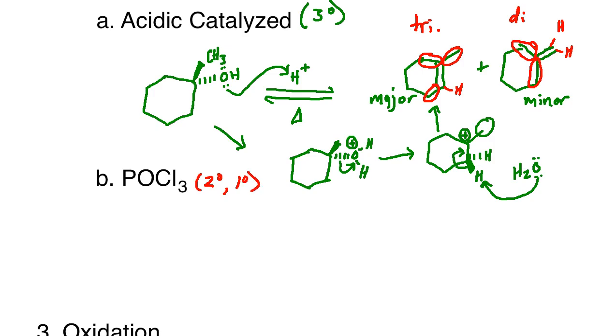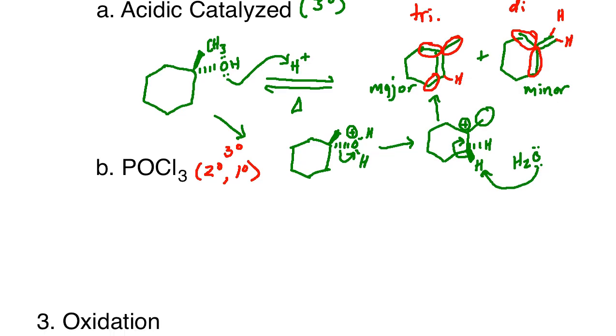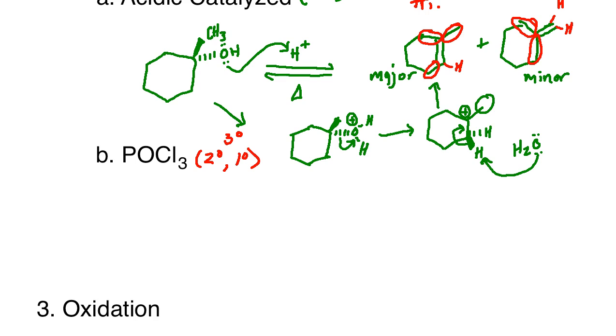But secondary, and this would still work for tertiary. There's no reason that you can't use it for tertiary. But the acid catalyzed gets a little bit more limited when you start working with the secondary and below. So this is typically used more for secondary and primaries. And then you can acid catalyze if you'd like.